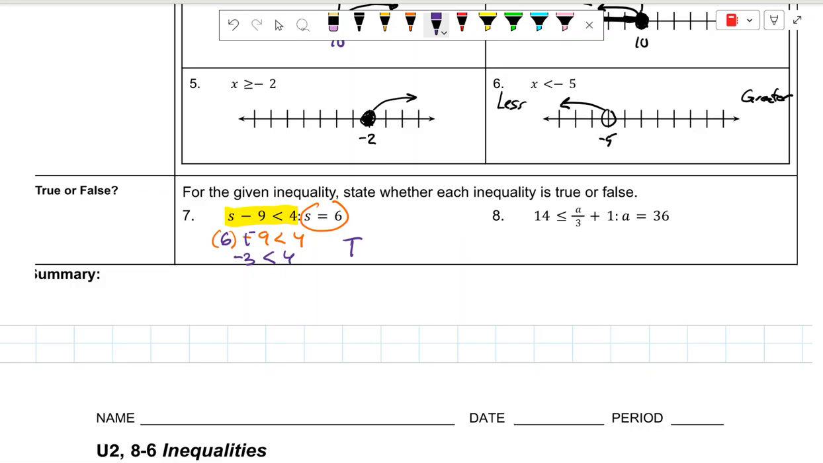So we'll go over to number 8, and it's done the same way. The problem is right here, and we're substituting in 36 for a. So we'll build our equation, or our inequality. 14 is less than or equal to, parentheses on top, divided by 3, plus 1. And on the top we put 36. And then we use our gems here. 36 divided by 3 is 12. And 12 plus 1 is 13. So we bring down everything, and then we look. Is 14 less than or equal to 13? It's not. So this is false.